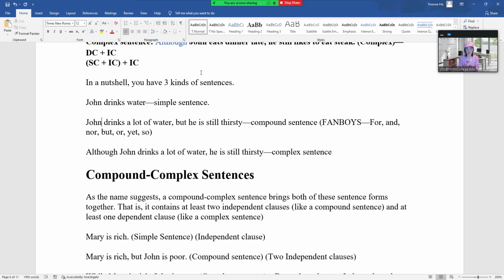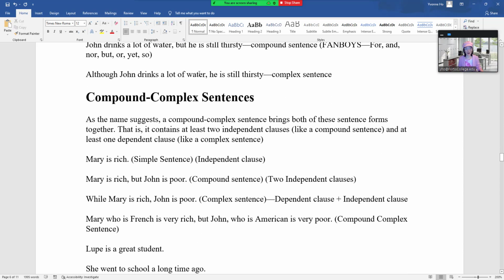So in English, that's it. So as the name suggests, a compound complex sentence brings both of these sentence forms together. And so in a compound complex sentence, you have at least two independent clauses, like a compound sentence, and at least one dependent clause, like a complex sentence. So here is an example.